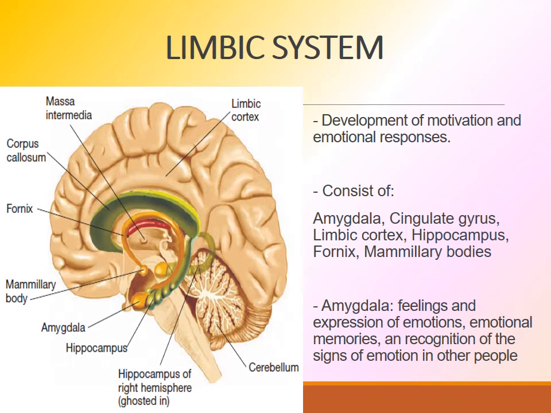Another component in the forebrain is the limbic system, which is important in the development of motivation and emotional responses. The limbic system consists of the amygdala, cingulate gyrus, limbic cortex, hippocampus, fornix, and mammillary bodies. The amygdala is quite common in most neurotic disorders such as depression, because the amygdala is involved in the feelings and expression of emotion, controls emotion memories, and recognition of the signs of emotion in other people.